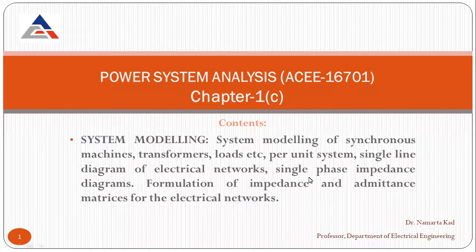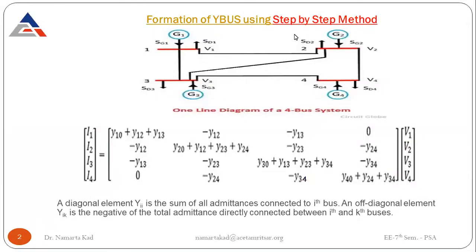Yes, now we are going to start with the last method for the formation of the admittance matrix, that is the YBUS matrix, and that method is called the step-by-step method. And here again in this method we are taking the same example of the 4-bus system, which we have already taken in the first two methods, that is the singular transformation method and the direct inspection method. There are 4 buses connected with each other, and only bus number 1 and bus number 4 are not connected.